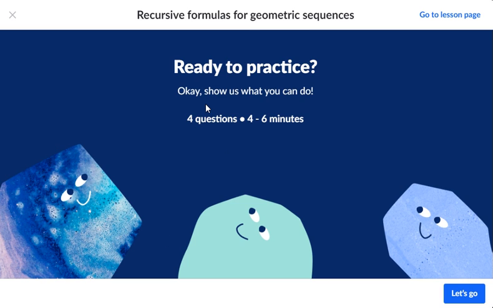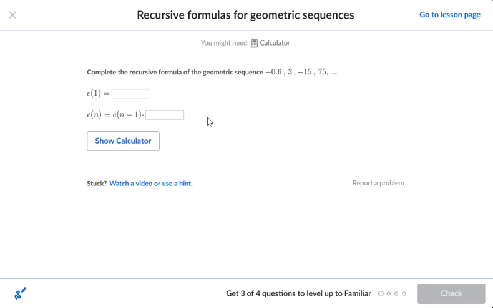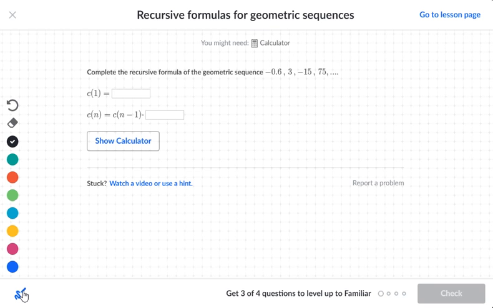Sequence. Recursive formula for geometric sequences. So you want to complete the recursive formula of the geometric sequence. Looking at this, you have the C of 1, and then you also need to find what comes after the parentheses. So we can come right over to the sequence, and this is the first number in the sequence, this is the second number, this is the third number, and this is the fourth number.